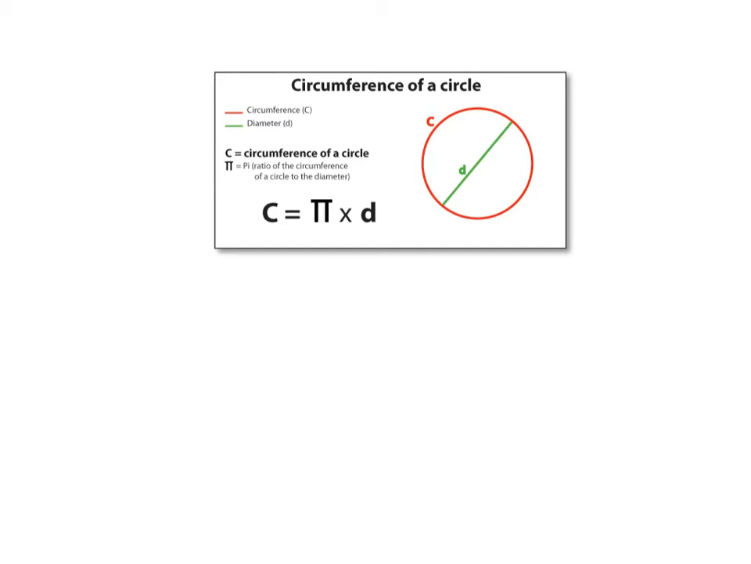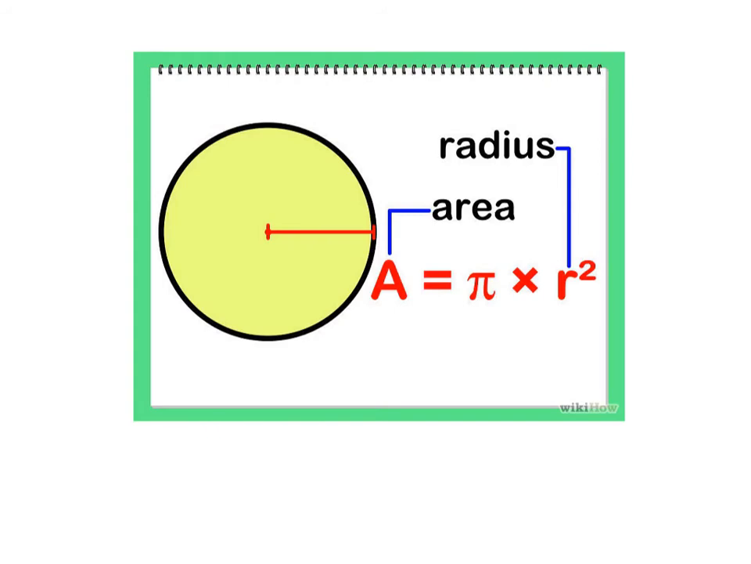To calculate the circumference of a circle, we multiply pi times the diameter of the circle. To calculate the area of a circle, we multiply pi times the radius squared. So remember that when you're using the area formula, we need to follow order of operations. Once you determine what the radius of the circle is, you would square that number and then multiply by pi.